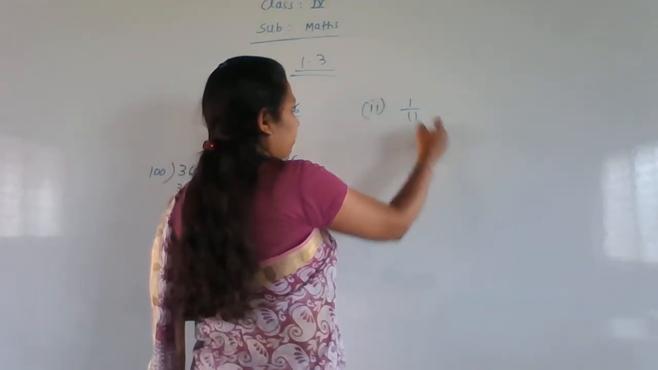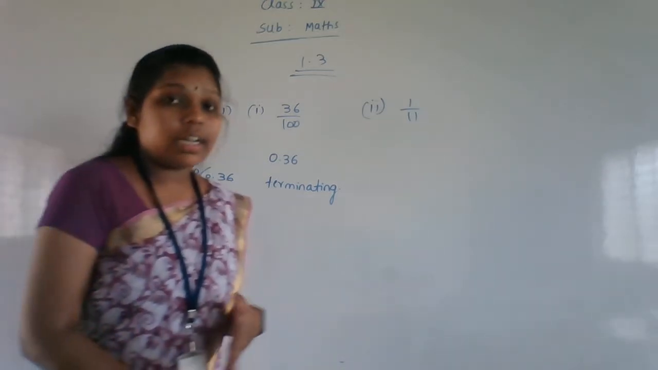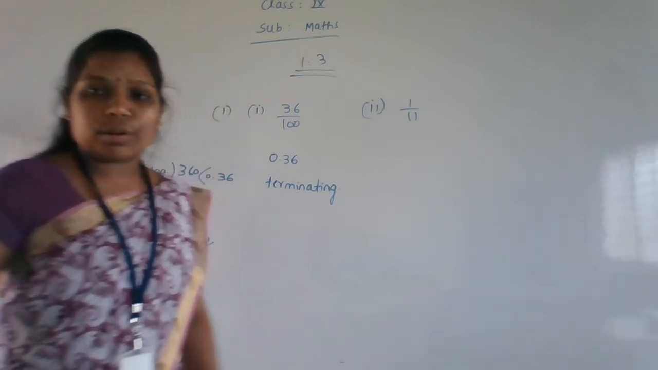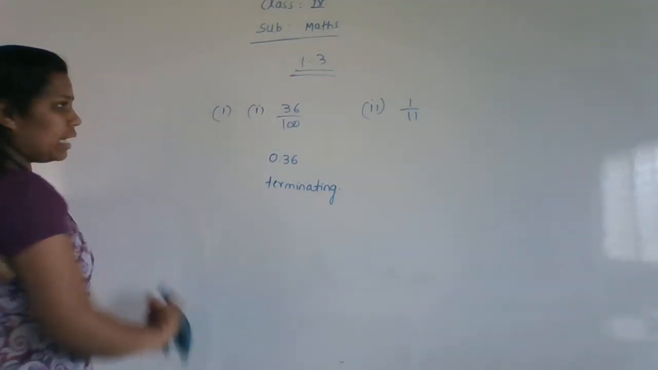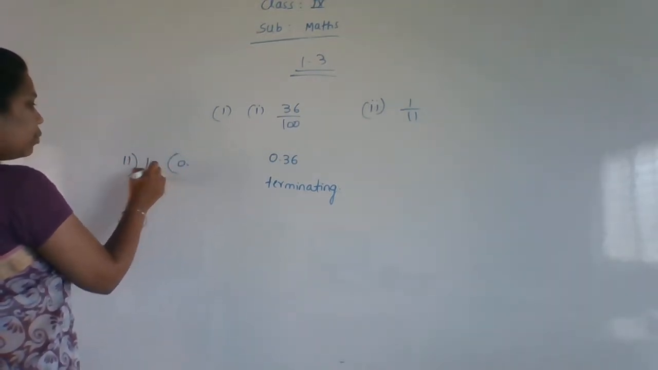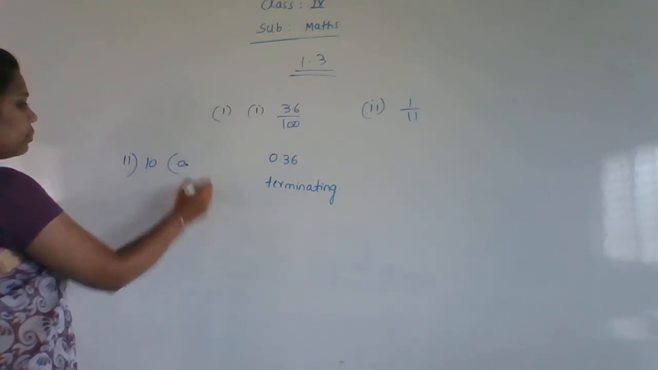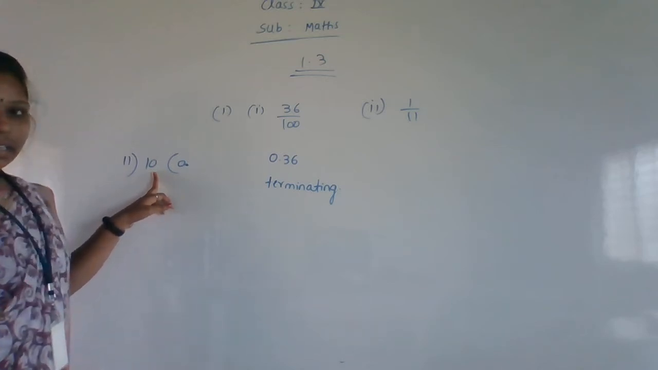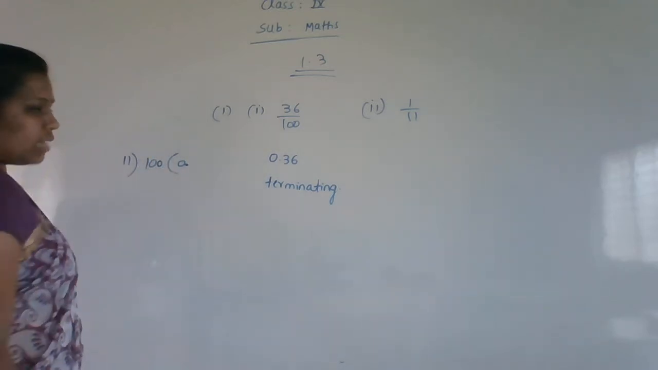What is the value of 1 by 11? For writing a decimal expansion, we have to do the division problem only. So do the division now: 1 by 11. Put a point and a 0, but we can't divide 11 into 1 or 10. So again we take one more 0 for that point.